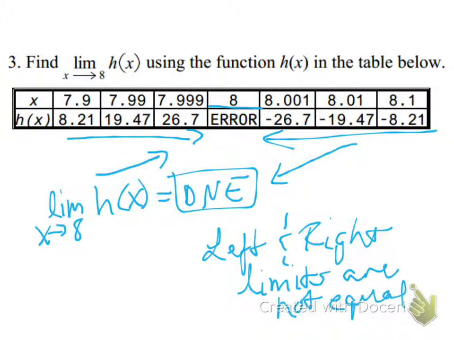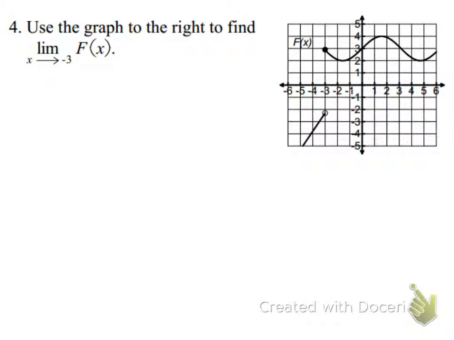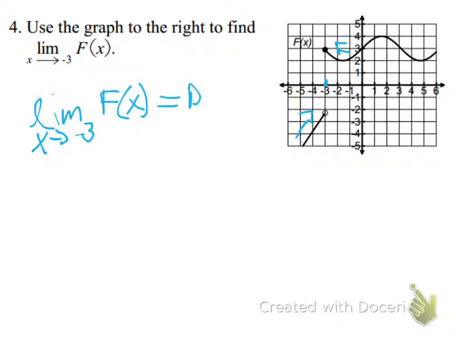Okay. Last example. Number 4. Use the graph to the right to find the limit as x approaches -3 of f of x. So, I know that I'm interested in x equals -3. I want to find first what's the behavior coming from the left, and then what's the behavior coming to the right. Well, even just looking at it, I can see that the left-hand side limit and the right-hand side limit do not equal each other. So I can tell you right now that the limit as x approaches -3 of this function does not exist.